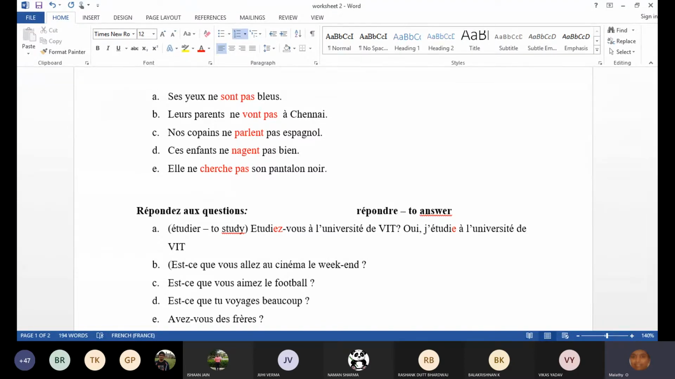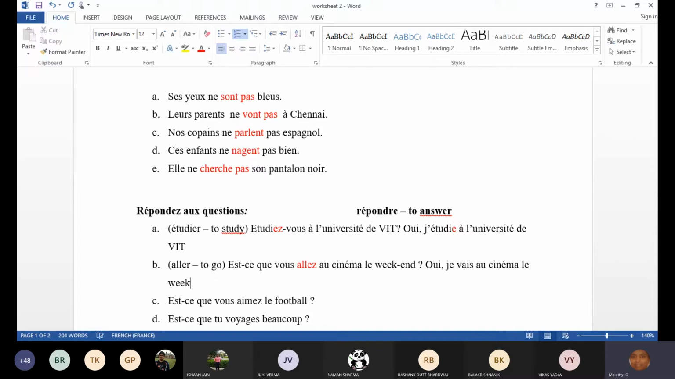The next question, the verb used is aller. If you have any doubt, please stop me. So the verb used is aller. Est-ce que vous allez au cinéma? So the keywords: aller, go, cinema, weekend. Question: do you go to the cinema this weekend? Are you going to the cinema this weekend? If you're going, you're going to say yes. So the verb has changed from aller to va. So vous allez, je vais.